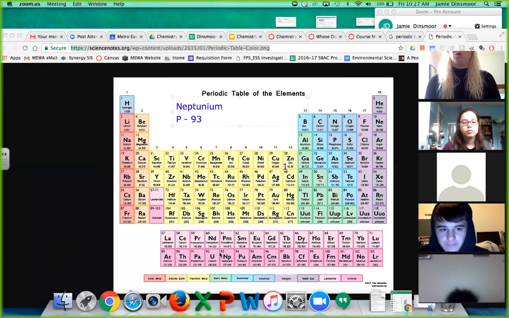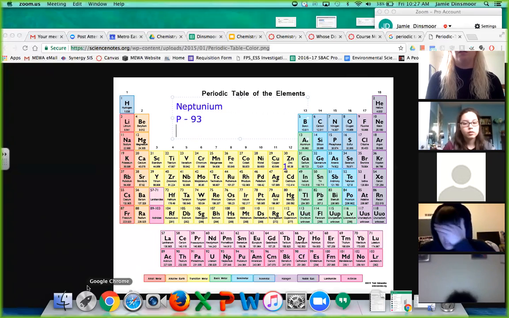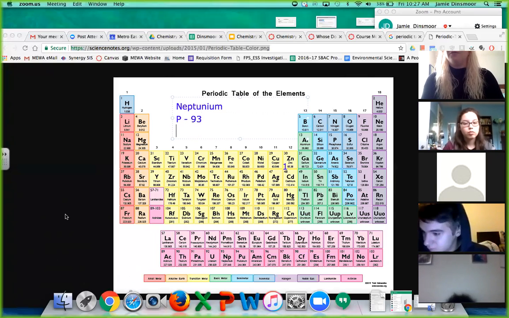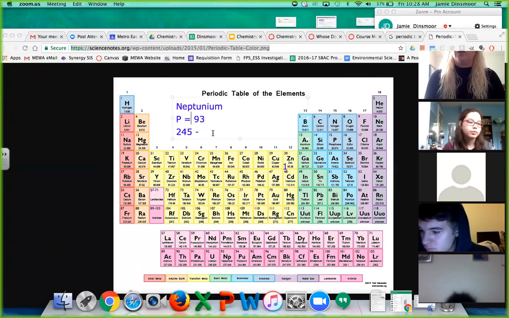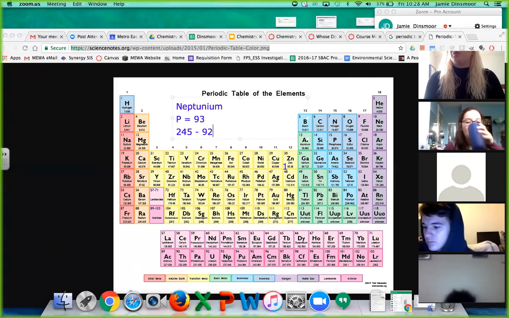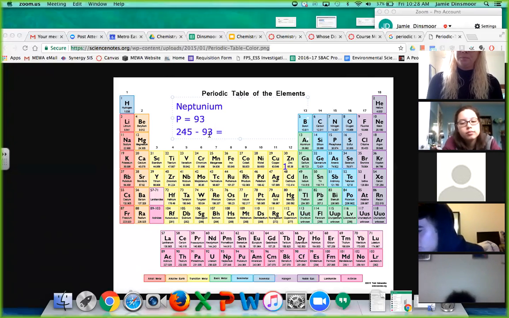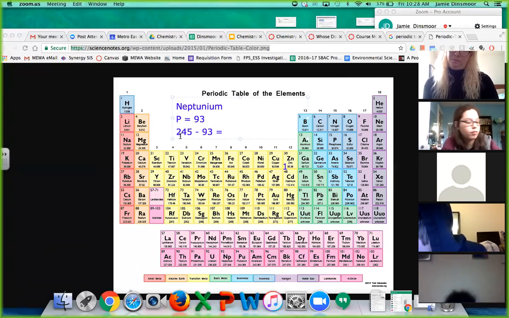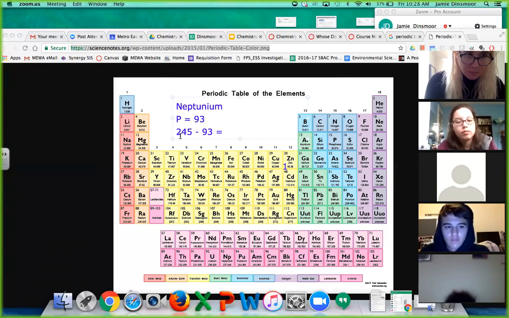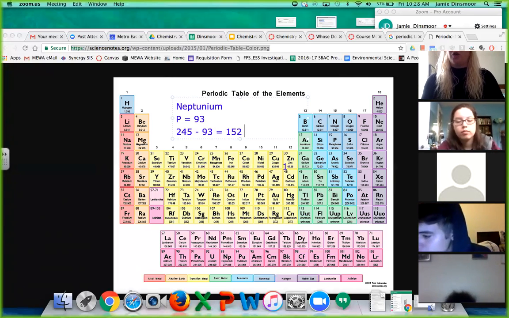And then in order to find our neutrons, we're going to take our atomic mass, which is given to us as 245. We're going to subtract, I'll make this an equal sign so it's a little easier, our number of protons, and we're going to find out how many neutrons we have. 152 neutrons. Okay, now that's a lot of neutrons.